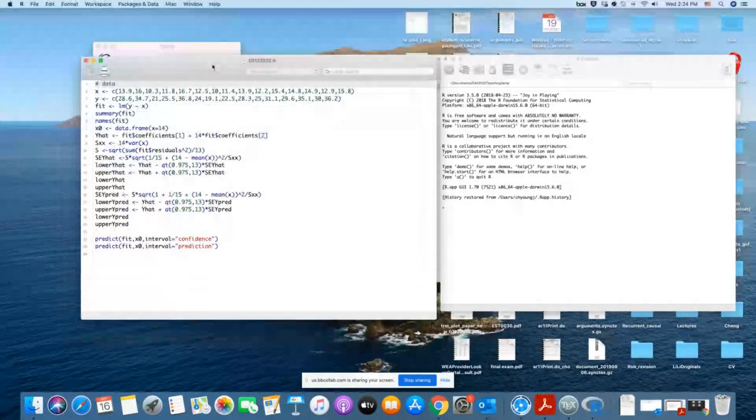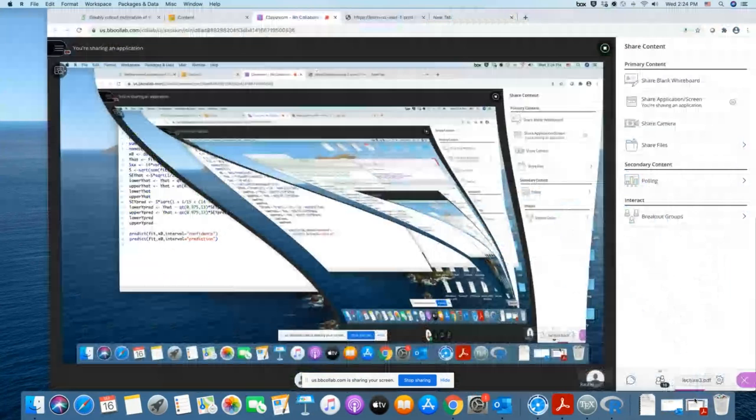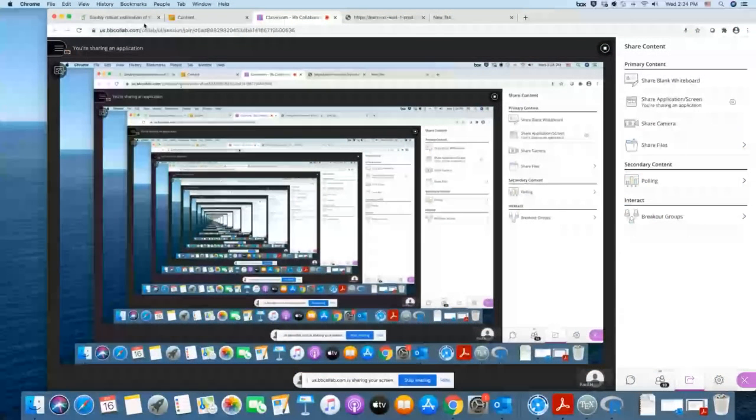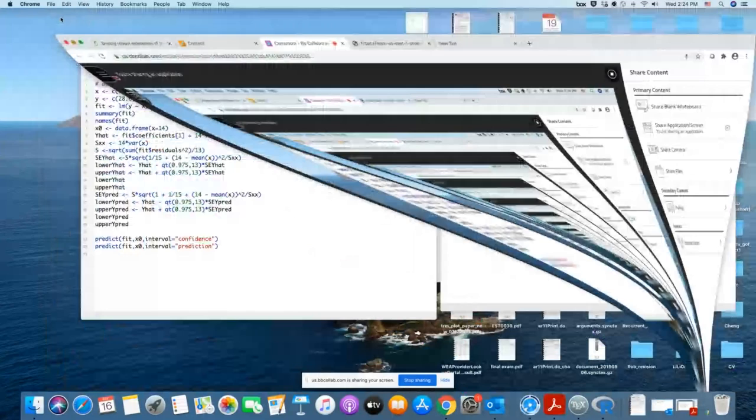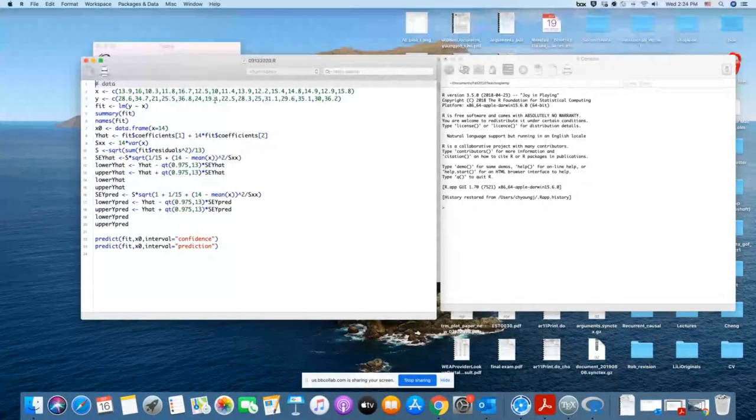Okay, can you see my R console? Yes, we can. Can you see my R console in here? Yes, doctor. Okay.